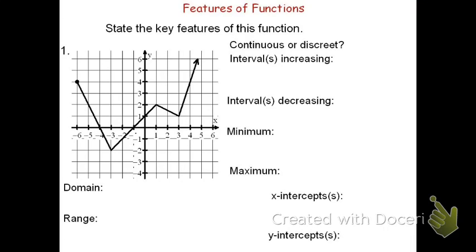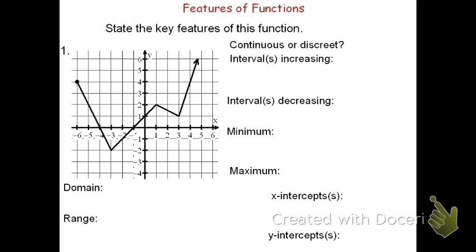In this video, we'll look at some of the key features of functions given a graph. If you look at the screen, you'll notice some of the terms: continuous and discrete, intervals where it's increasing or decreasing, minimum and maximum values, domain and range, as well as x and y intercepts. Let's begin by looking at the ideas of continuous versus discrete.